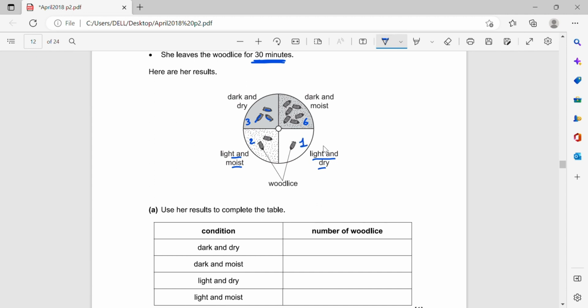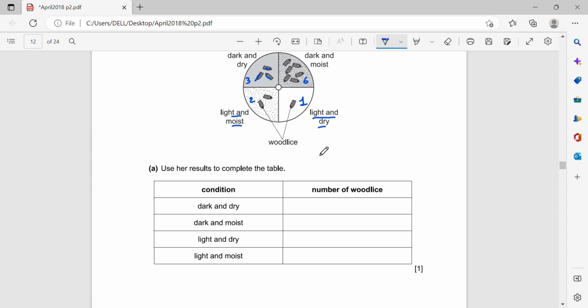Use her results to complete the table. Dark and dry, we said, I have 3. Dark and moist 6, light and dry 1, light and moist 2.